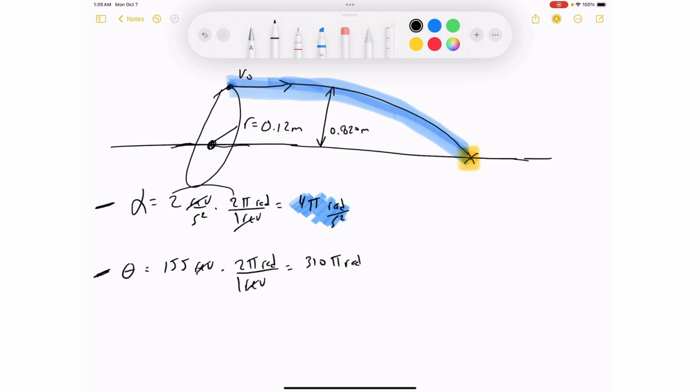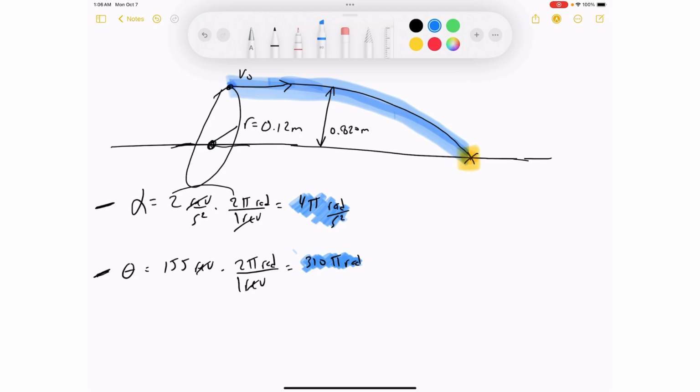Yeah, just radians. So the blade's going to start at 0, no speed. It's going to start accelerating at 4 pi radians per second squared, and once it's done 310 pi radians, that many revolutions, so to speak, that many radians, then a piece is going to fly off. Okay, so let's also make this right here like that. Okay, great.